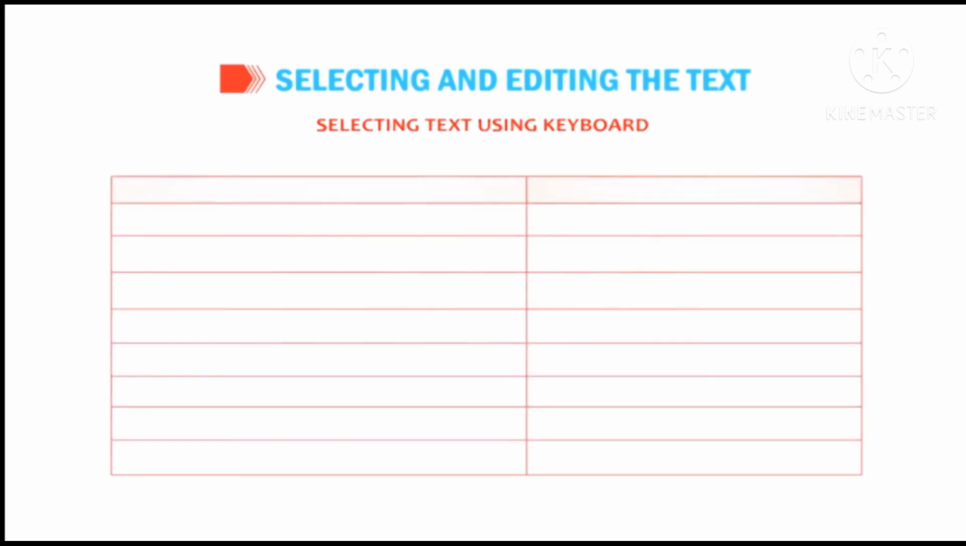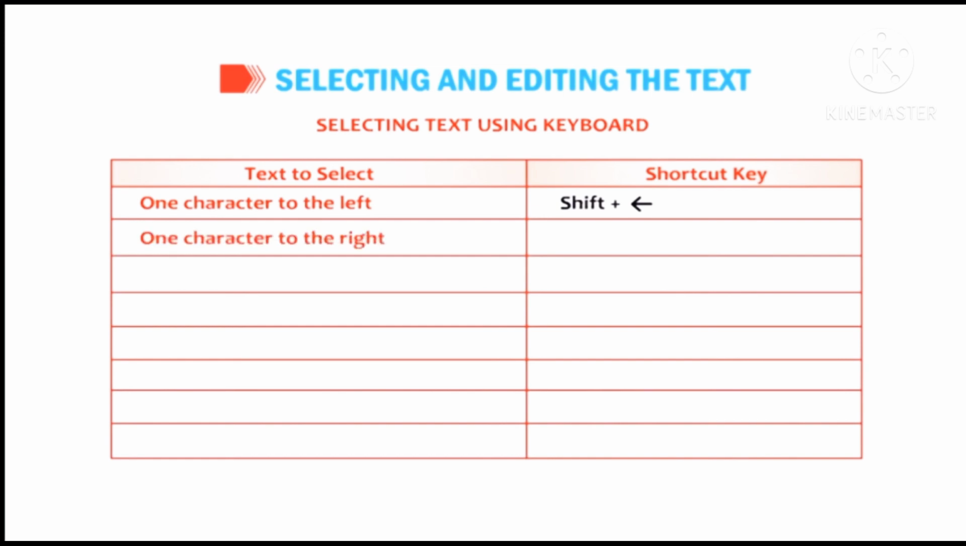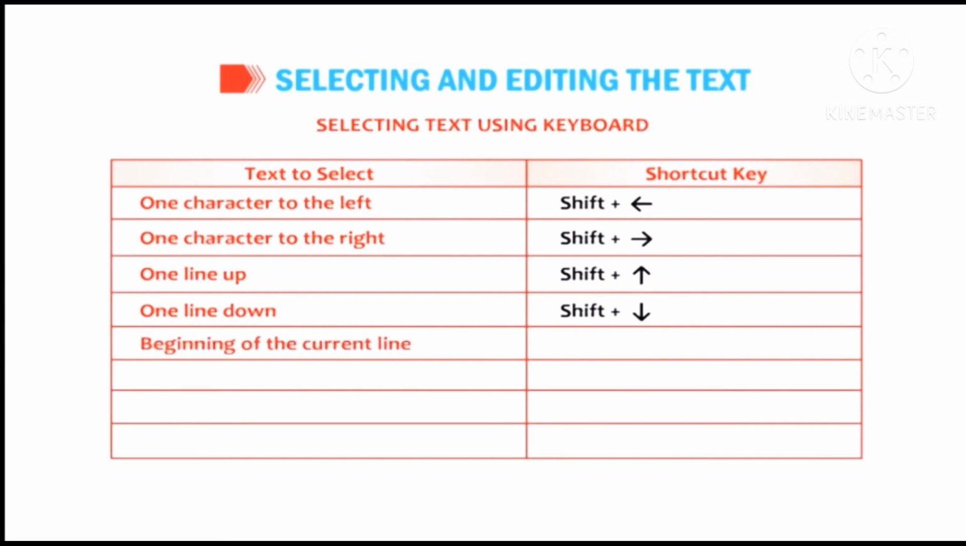Selecting text using keyboard. Let us know how to select the text with the keyboard. One character to the left: Shift plus Left arrow. One character to the right: Shift plus Right arrow. One line up: Shift plus Up arrow. One line down: Shift plus Down arrow. Beginning of the current line: Shift plus Home.